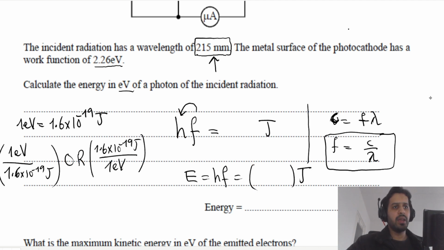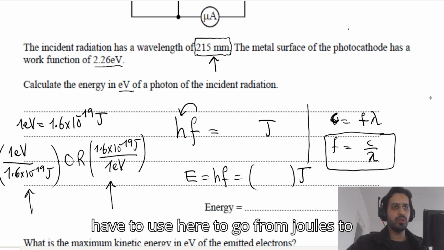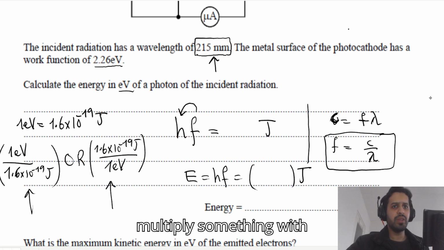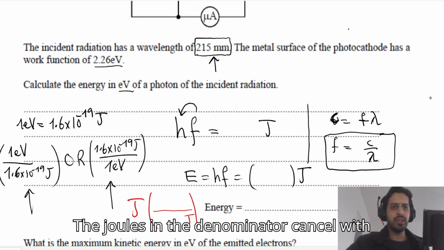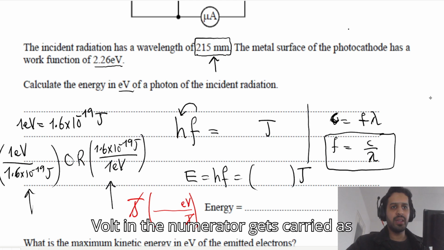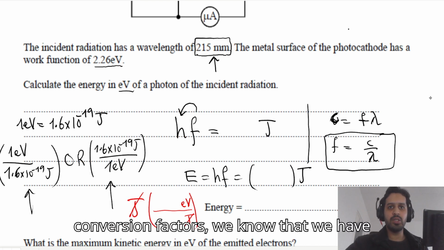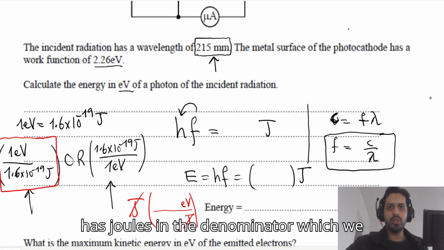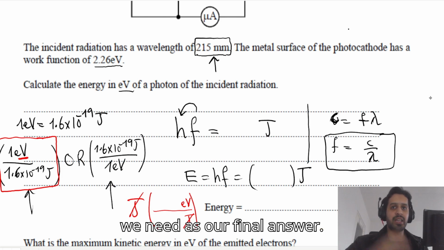is in joules. Which of these conversion factors do we have to use here to go from joules to electron volts? The answer is that you need to multiply something with joules so that the joules in the denominator cancel with the joules here, and the electron volt in the numerator gets carried as the final unit in the final answer. So just by looking at these two conversion factors, we know that we have to use this conversion factor because it has joules in the denominator, which we need to cancel, and it has electron volts in the numerator, which we need as our final answer.